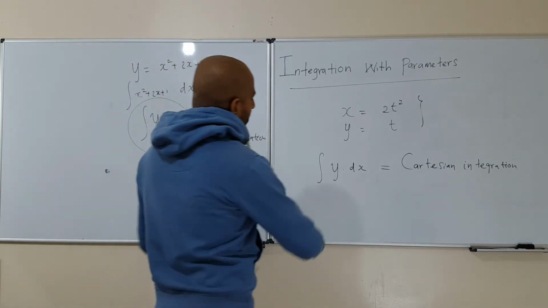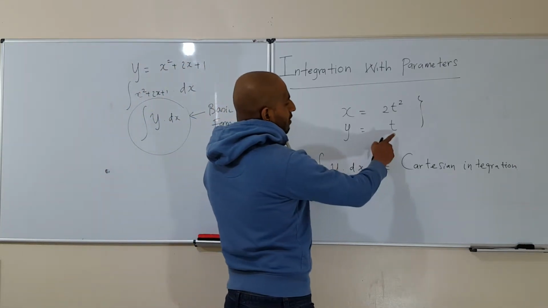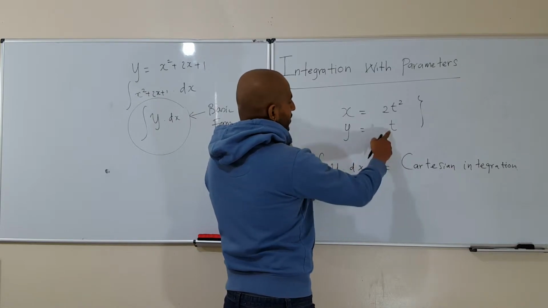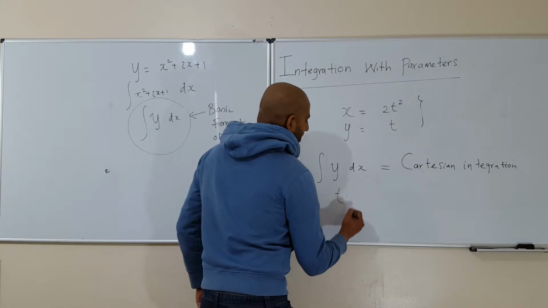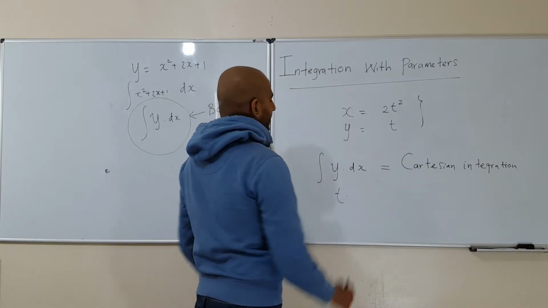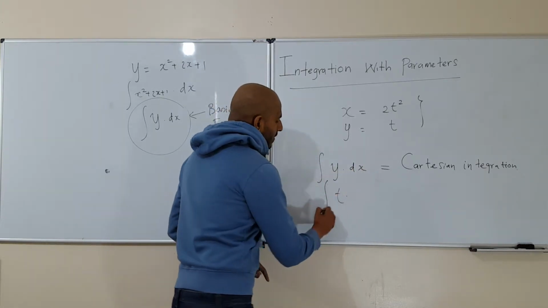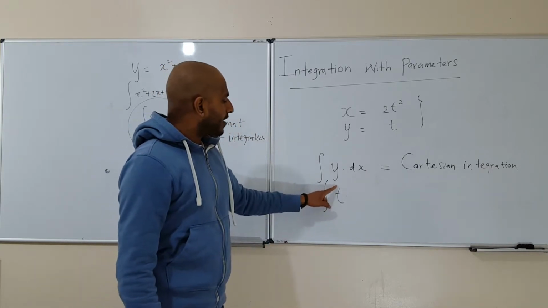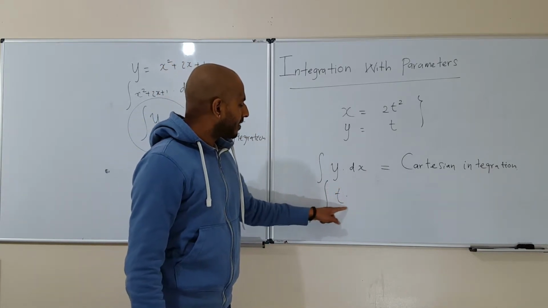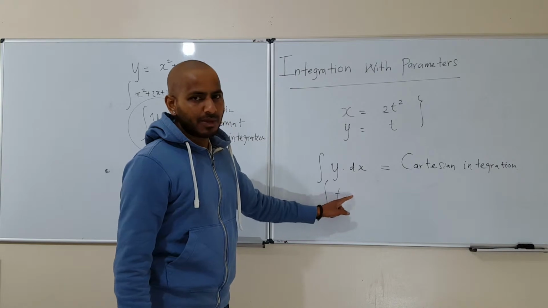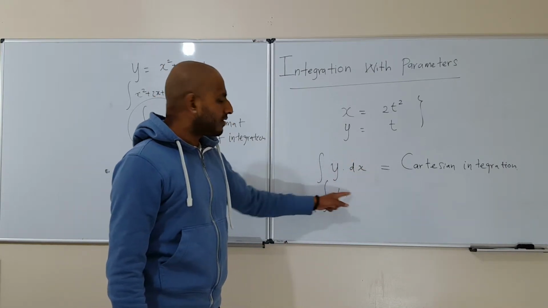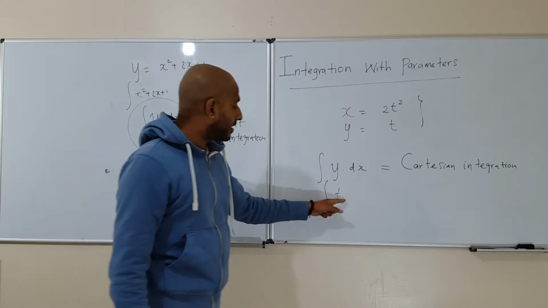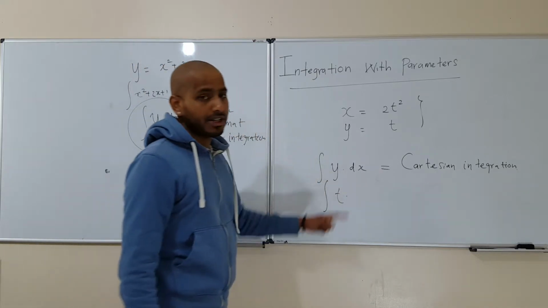Now, we know y is already equal to t, isn't it? So we can just replace y with t. It's pretty simple. However, dx is required here. As we can see, this function is given in t. So we can't have a dx there because we can't integrate t in terms of dx, or in terms of x, directly.